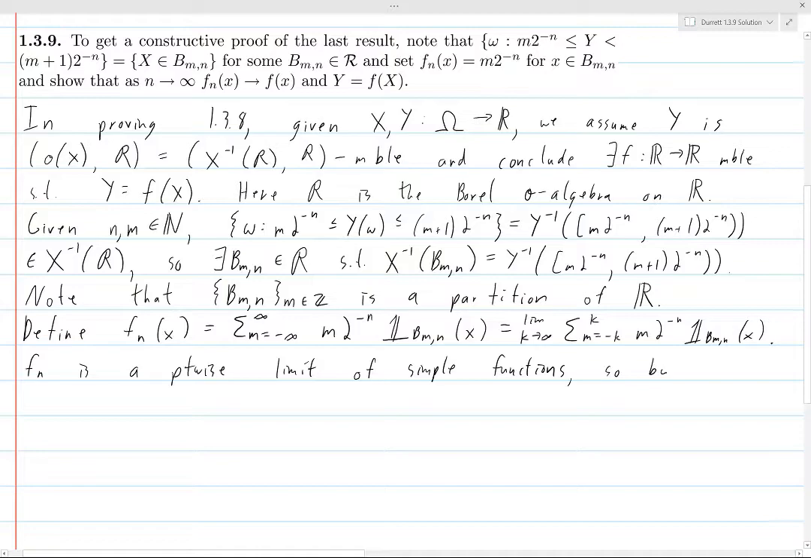So by 1.3.7, F_n is measurable because all simple functions are measurable, and measurable functions are closed under pointwise limits. All right.